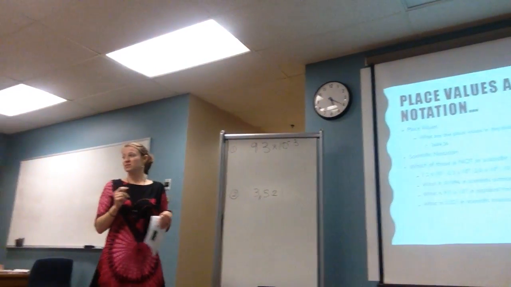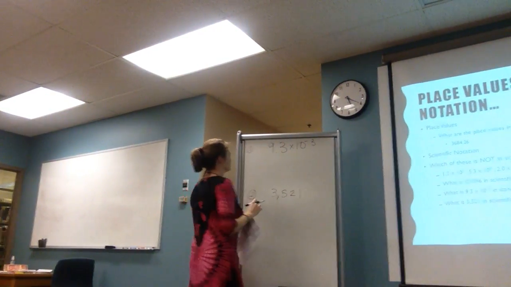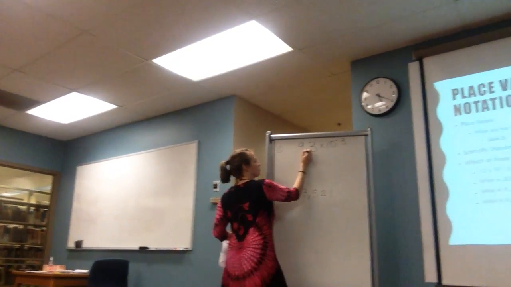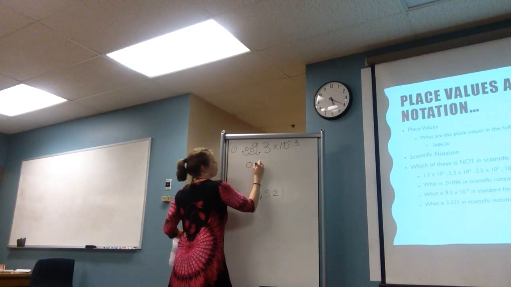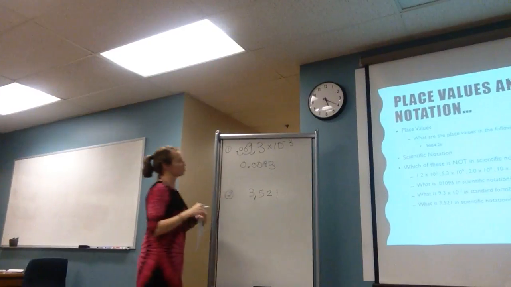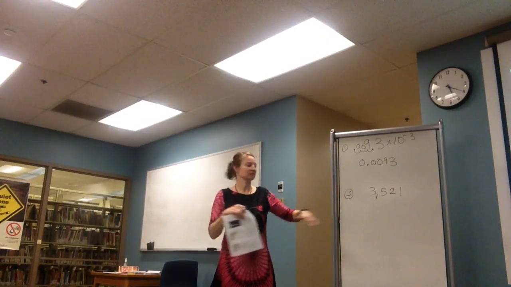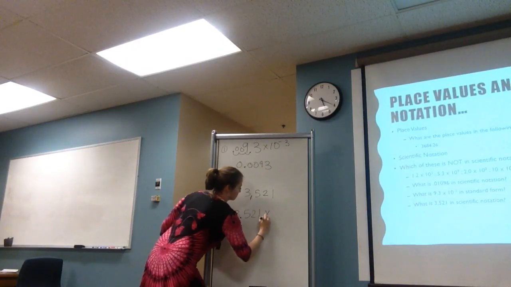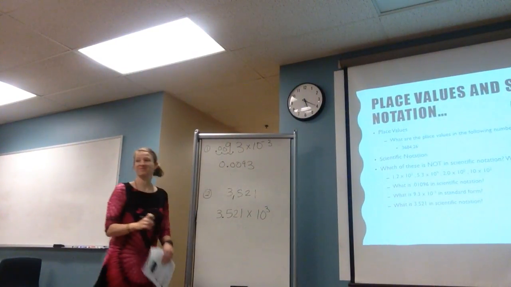So negative means I'm going to make that smaller. So 9.3 is going to become a smaller number. So I'm going to move that 1, 2, 3 places. Okay, so your first answer should look like that. What did you get for the second answer? 3 point. 10 to the 3. It's going to be positive 3.